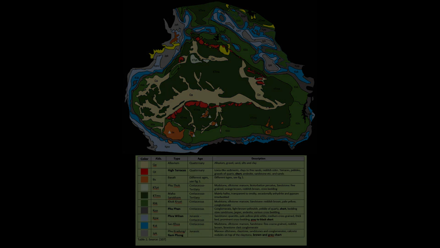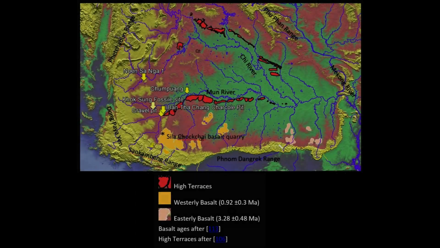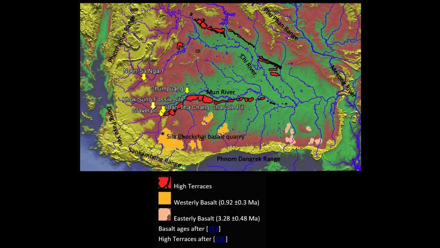The westerly parts are the youngest, 0.92 plus minus 0.3 million years, and the easterly parts 3.28 plus minus 0.48 million years. The youngest basalt uncertainty of plus minus 0.3 million years spans the tektite creation impact time, around 0.789 million years ago.